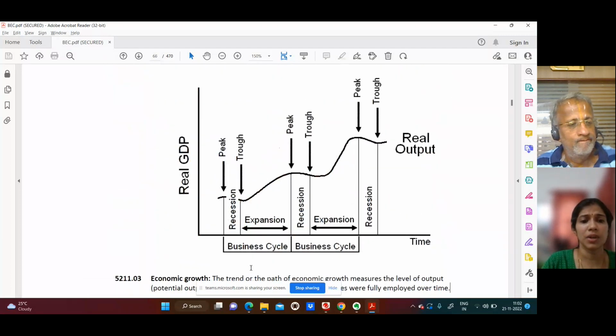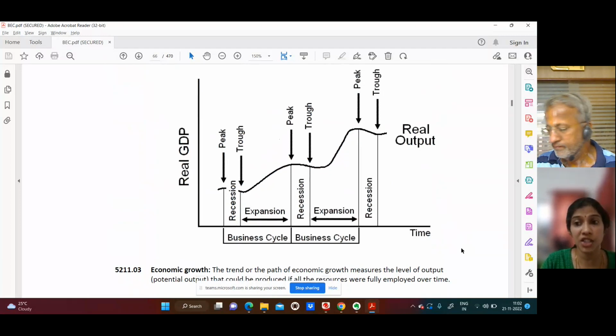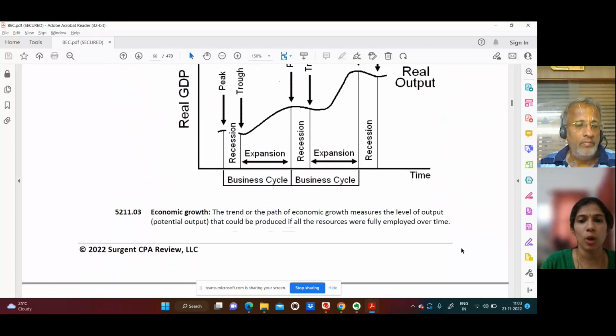Now again, what is economic growth? The trend or path of economic growth measures the level of output. So we say that economic growth is so and so number. We get that quarterly number, right? Sometimes the economic growth measure is really high, sometimes it is low, it is going through a low phase, all that we talk about, right? So how is it measured? Again, GDP, your gross domestic product. For the economy as a whole, whatever the GDP is gives you an idea of where the economy is headed. So that is your economic growth.